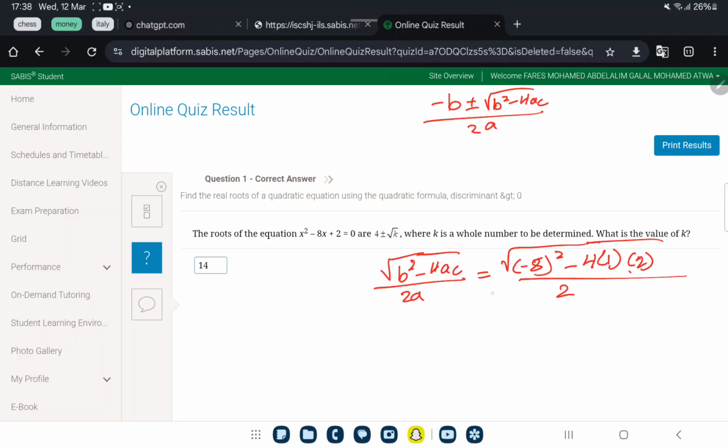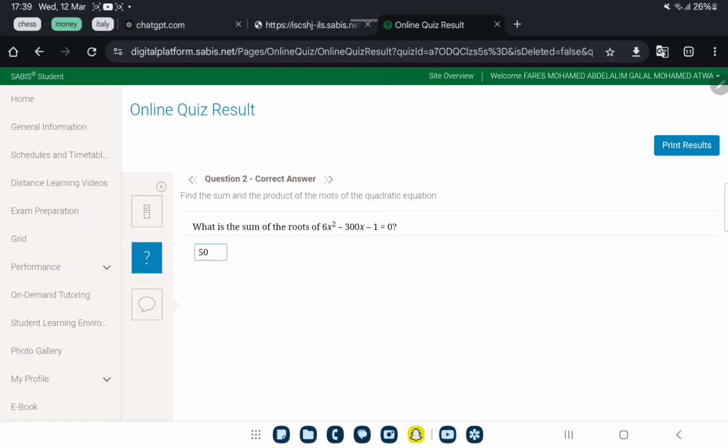So minus 8 squared is 64 minus 8 over 2. 64 minus 8 is 56. Don't forget the radical. Radical 56 over 2. So you say radical answer over 2 and you get radical 14. So k is 14.